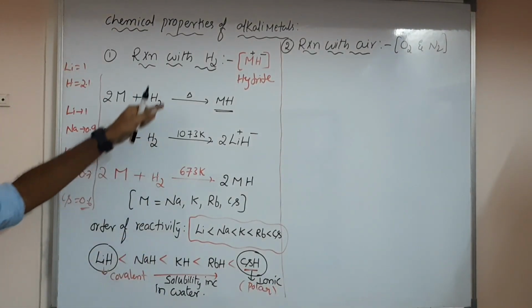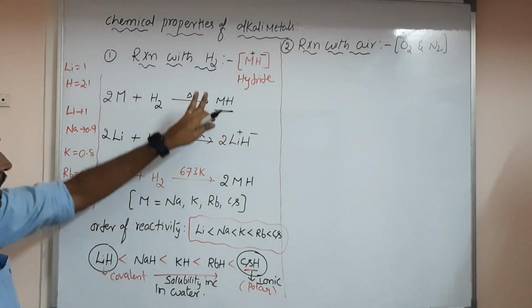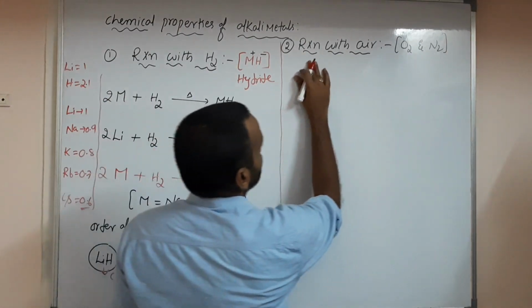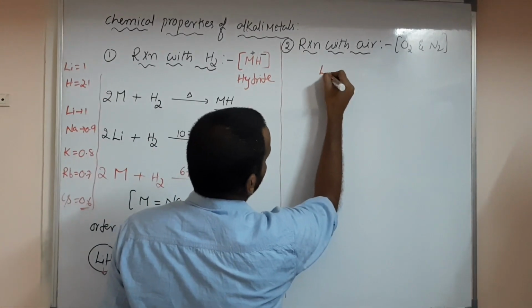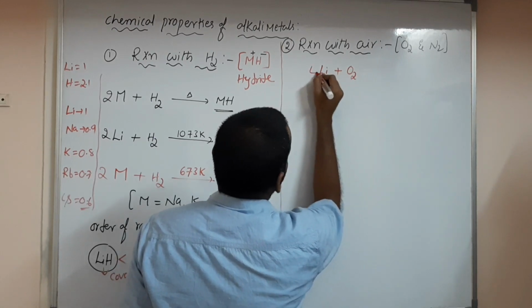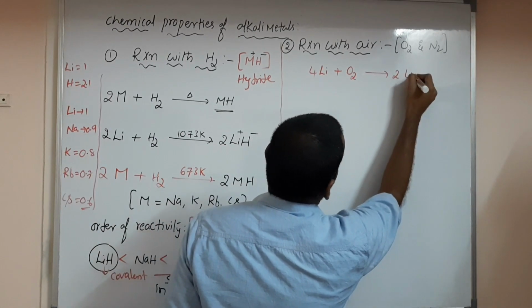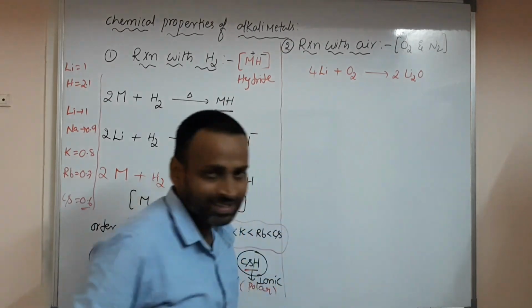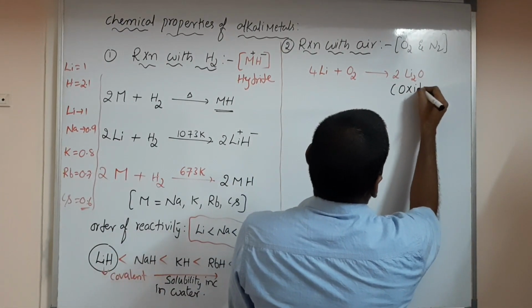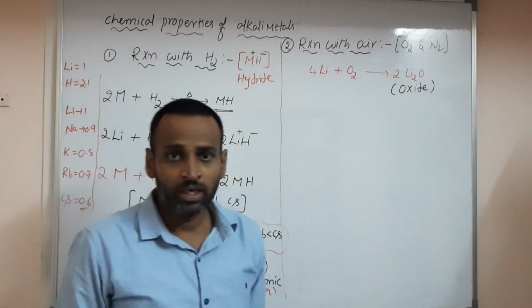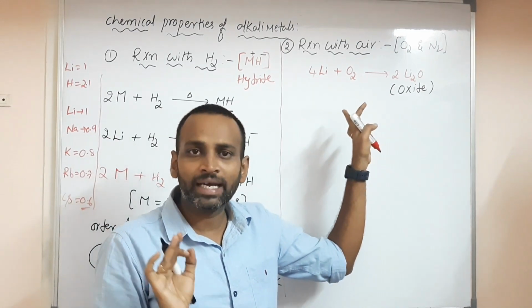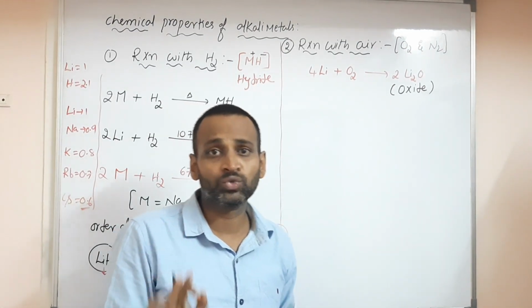So about the hydrogen reaction, you have to write hydride formation first. Next, we will discuss the reaction with air. So lithium, when it reacts with O2, forms only Li2O, lithium oxide. This is the oxide. Because of its small size, lithium cannot form peroxide and superoxide.